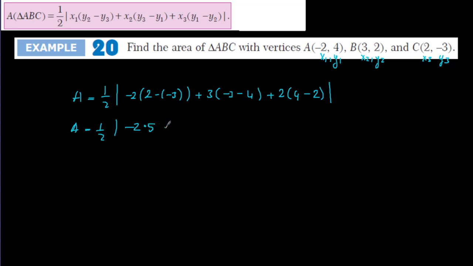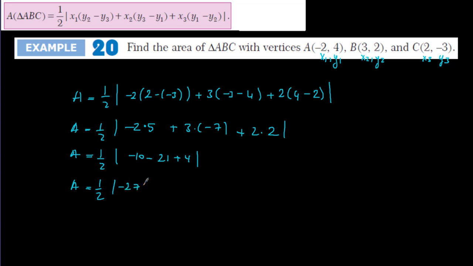Minus 2 times 5, then plus 3 times minus 7, then plus 2 times 2 it should be, and we close the absolute value. Area is equal to 1 over 2 times minus 2 times 5 is equal to minus 10, minus 10 minus 21 plus 4 in absolute value. Area is equal to 1 over 2 times minus 10 minus 21, it's equal to minus 31 plus 4, it's going to be equal to 27.